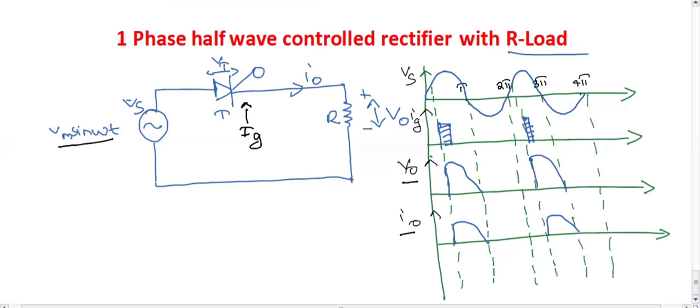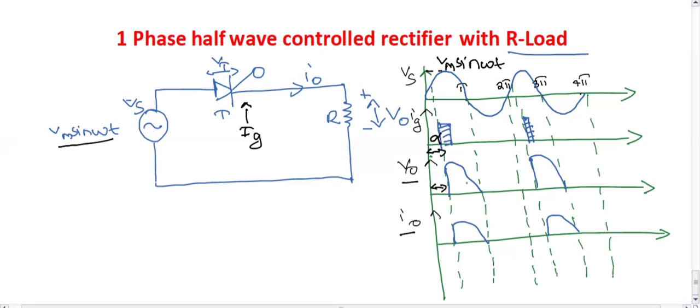So from the figure we can see that we have the input voltage Vs, that is Vm sine omega t, and the gate pulse is given at a firing angle alpha. You can see that the output voltage is obtained only after the firing angle. So this much delay is given. In our simulation, I'm taking it as 30°, and we will see how that 30° should be converted to seconds.